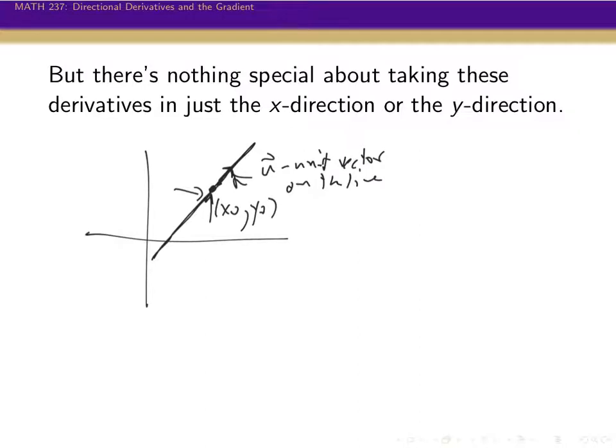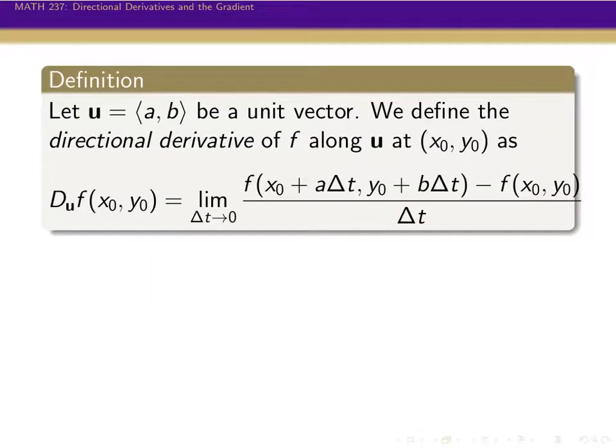And we'll talk a little bit about why we want this to be a unit vector. Okay, and so this is going to define what we're going to call the directional derivative of f. So we're going to let u be a unit vector, (a, b), so a squared plus b squared equals 1. And then we're going to define the directional derivative of f along u. So this means going along a line on the xy plane, going in the direction of u through x naught, y naught.